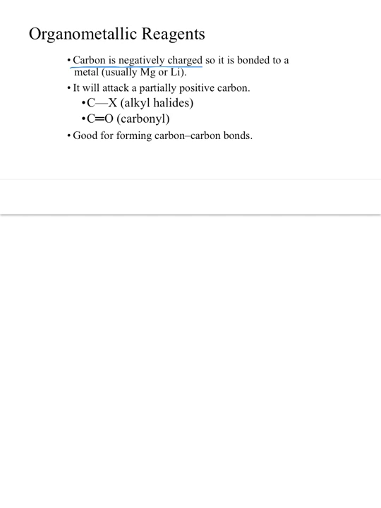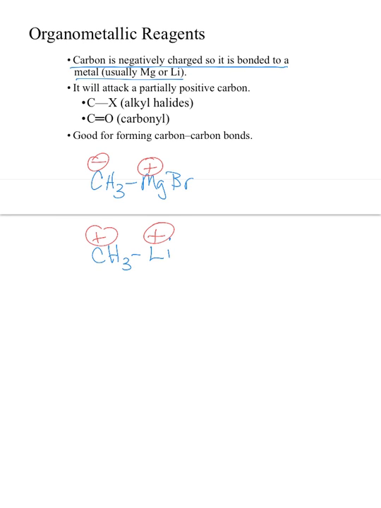Now, carbon is negatively charged when it's bonded to a metal, organometallics. So we've talked about this. When you have carbon bonded to a metal, you need to go ahead and find that metal, magnesium, and make it positive, and the carbon negative. You can also see this with lithium. You'll see lithium binds to carbon, and this makes lithium positive and carbon negative.